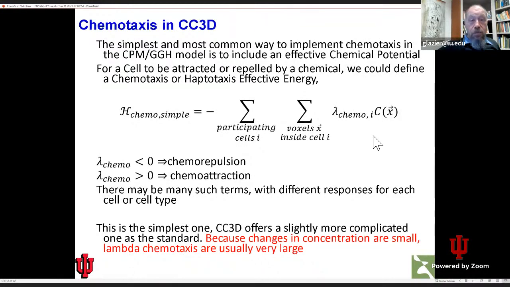If we do that, then the energy goes down when the concentration is higher, if lambda chemo is positive. The energy goes up when the concentration is higher, if lambda chemo is negative. As we know, the algorithm that we've developed moves cells towards lower energies automatically. And so the effect of this is to create a force that's proportional to the gradient of the concentration.